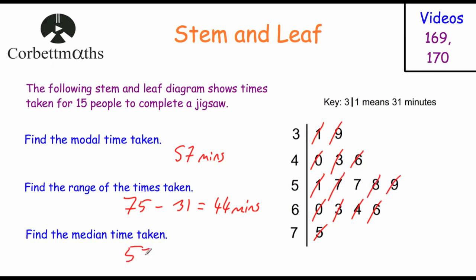So the median time taken is 57 minutes. And make sure that with this 7, you remember it's 57, so it's 57 minutes. That's it. So that's a stem and leaf. So it's very important whenever you're doing a stem and leaf diagram to read the key, and if you're drawing one yourself, make sure you include a key.